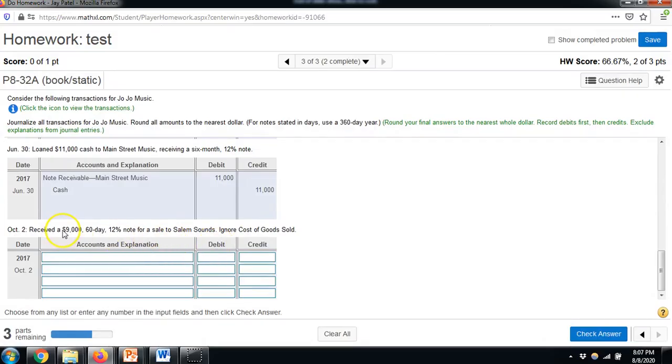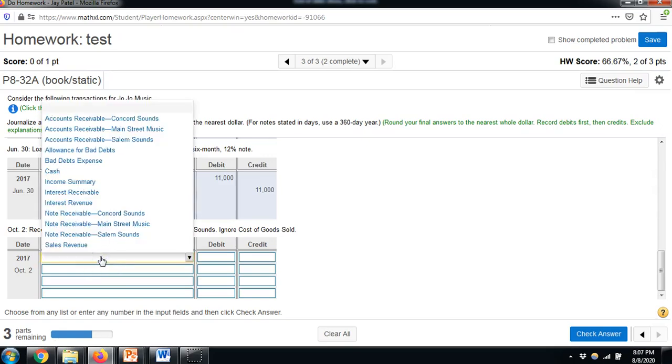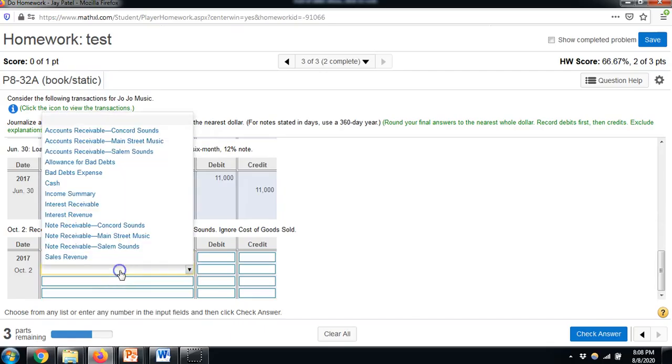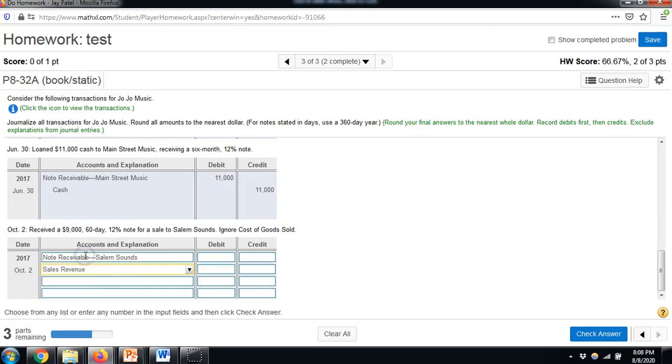Okay, received a $9,000 60-day 12% note for a sale to Salem Sounds. For now, we're going to ignore the cost of goods sold. So we are going to have a note receivable to Salem Sounds, and it's essentially like a credit sale, except instead of an account receivable, it looks like we're giving them longer days and charging them interest, so it's a note receivable instead, for 9,000.